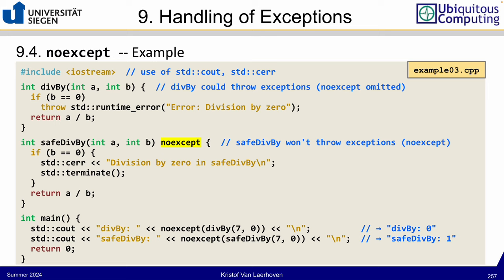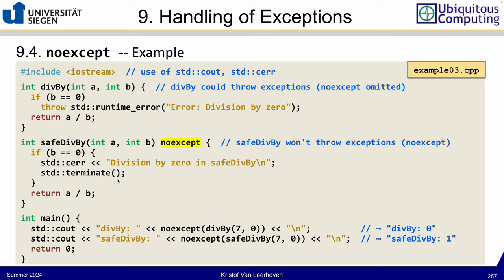Here's an example of how this could be used. So in this case, we have two different functions. We have a divide by, where we divide A by B. That's what in the end we return. And of course, B could be zero. That's our first example that we saw today. And if that's the case, we can throw a runtime error where we explicitly say we try to divide by zero. That is normally how you would divide.